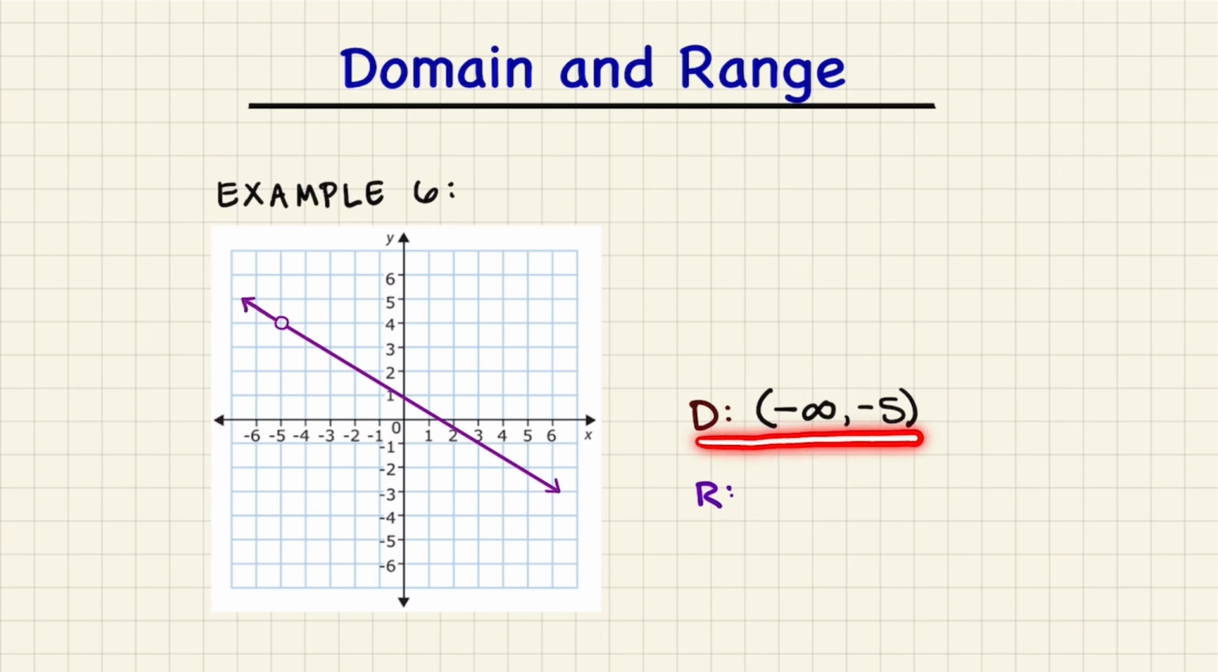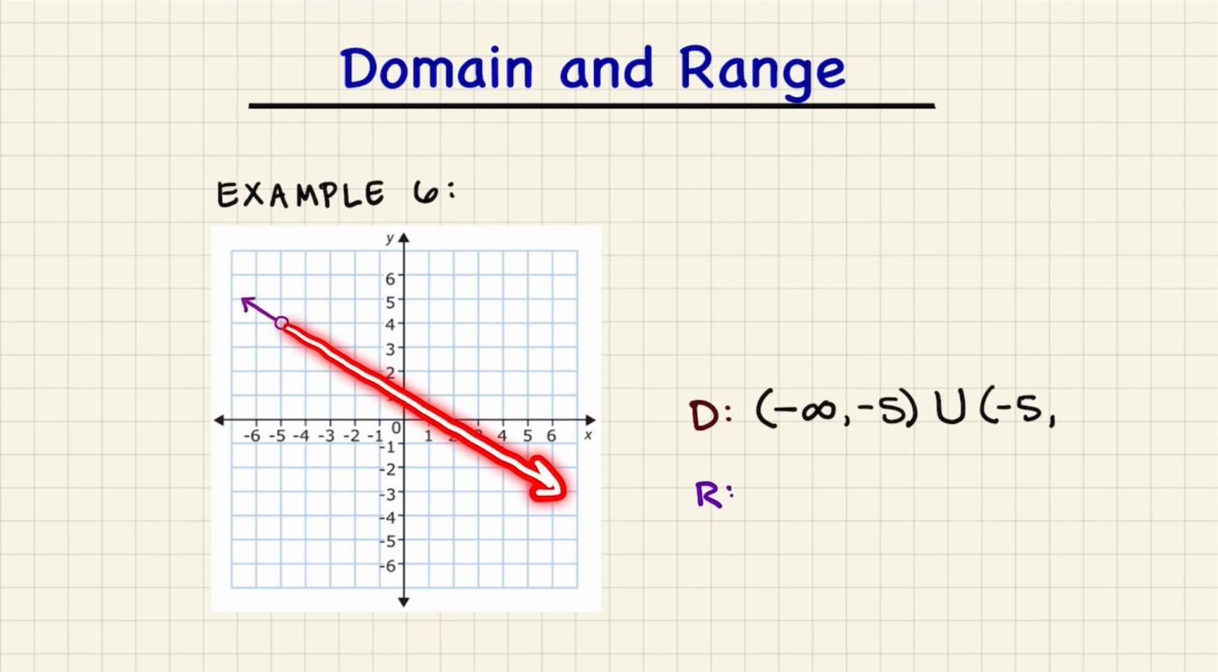Now this isn't the entire domain. This only includes all of these values to the left up to here, which means we're going to have to do 2 intervals. When we do that, we use a U to connect them, which means union, and then we write our second interval after it. So starting at -5, where we left off, that would be our lowest x value for this next interval. So -5 with the parentheses, because the -5 isn't included, comma, and this continues on in the positive x direction.